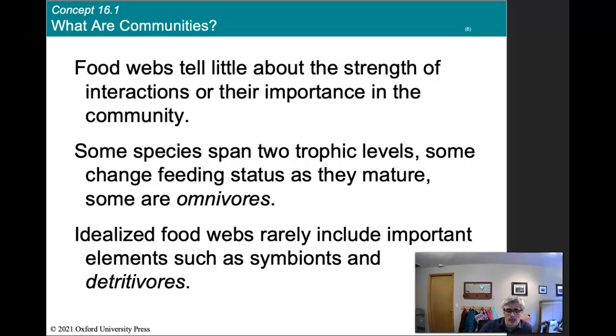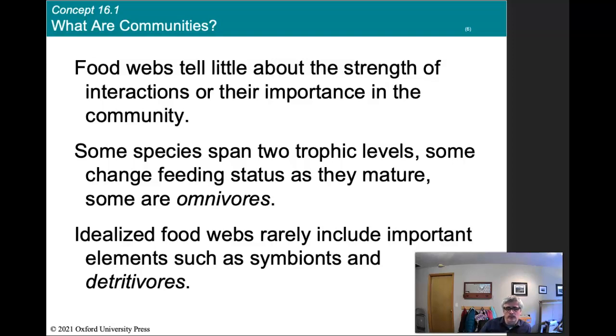And so through its life, it's an omnivore. At any one given time, it's either eating autotrophs or it's eating animals. Other things will eat both at the same time. Bears are an example of an omnivore. They'll eat berries or they'll eat fish or other animals.